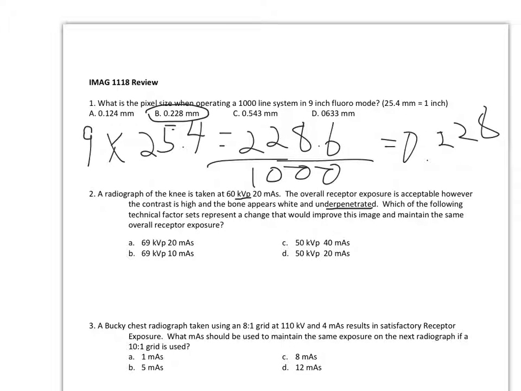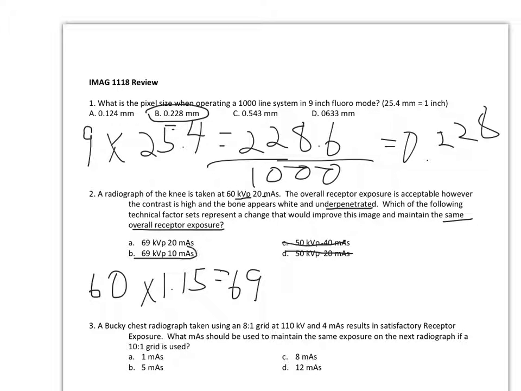We usually go up in kV by 15%, and 15% of 60 is calculated by multiplying 60 times 1.15 to get 69 kVp. So if we look at these answers, we have a couple of them that are 69 kV and a couple that are 50. We can't use the 50 because that's going to actually increase the contrast. So we want to go to 69 kV, and now we ask which of these would have the same receptor exposure. And so we've gone up 15% kV. We need to decrease the mAs by half, and so we want to go down to 10 mAs, and that makes B the correct answer for that one.